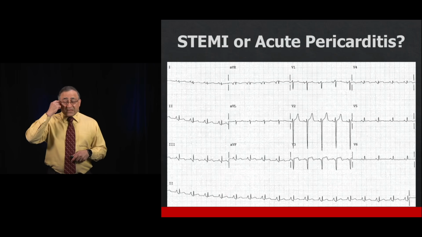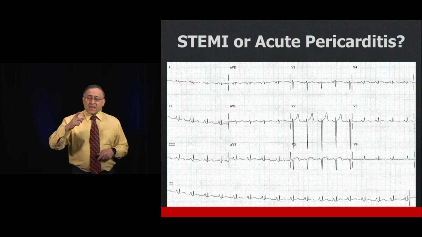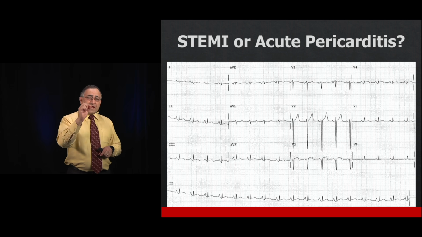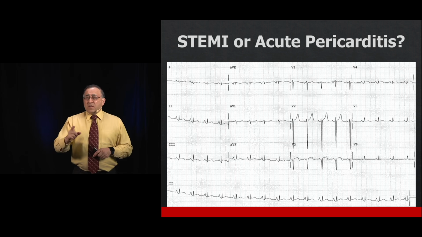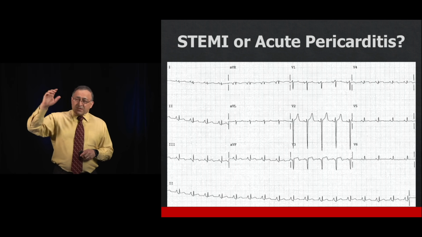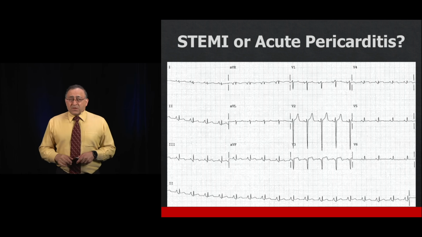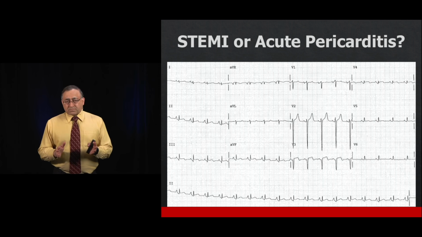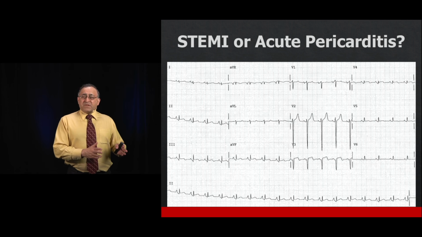So let's go back to this case and let's run through our little algorithm here. Okay, step number 1. You're debating STEMI versus pericarditis. We're going to ignore aVR and V1, but if you see ST depression in any of your other 10 leads, stop and call it a STEMI. So do you see ST depression in any of the other 10 leads? I don't think we do. So now let's move to step number 2.